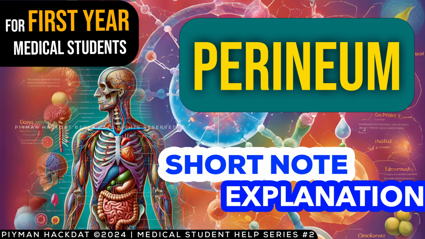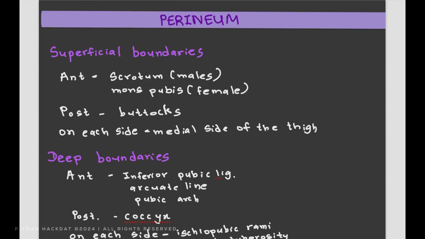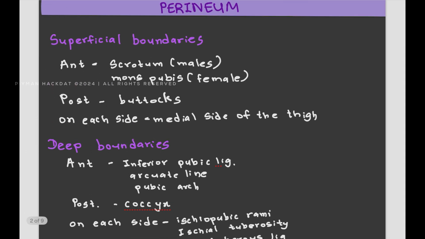Talk about the perineum. Okay guys, so today let's talk about the perineum. What are the boundaries of the perineum? There are superficial boundaries and deep boundaries. If we talk about the superficial boundaries, anteriorly it is the scrotum in males and mons pubis in females, and posteriorly it is the buttocks, and on each side, medially it is the thigh.